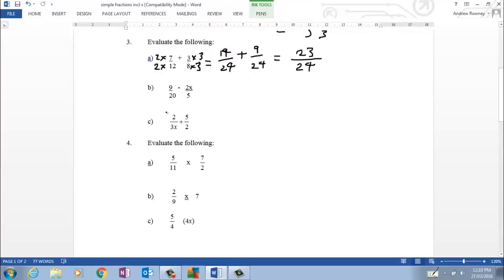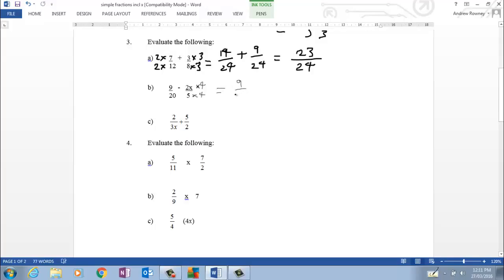Okay, you can just pause the video and try B and C and come back for the solutions. Alright, next one's 9 on 20 minus 2x on 5. So we've got x coming in. To get the lowest common multiple, 5 goes into 20 4 times. So we could times the bottom by 4 and we could times the top by 4. We don't have to do anything to the fraction on the left.